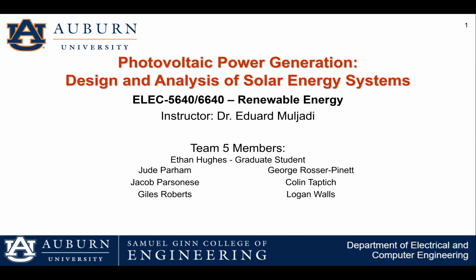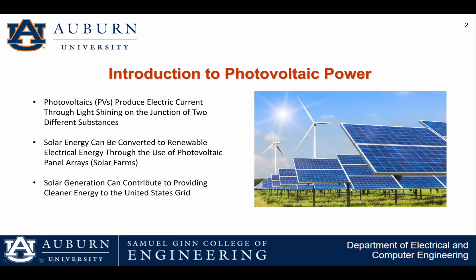Good morning, everybody. My name is Ethan Hughes. I'm the grad student leader of Team 5. I'm actually an undergrad taking this class with dual credit for graduate and undergraduate credit. Our project was a photovoltaic power generation system design. We decided to build a hypothetical solar generation facility outside of Auburn, Alabama, and I'll talk through a little bit of that today.